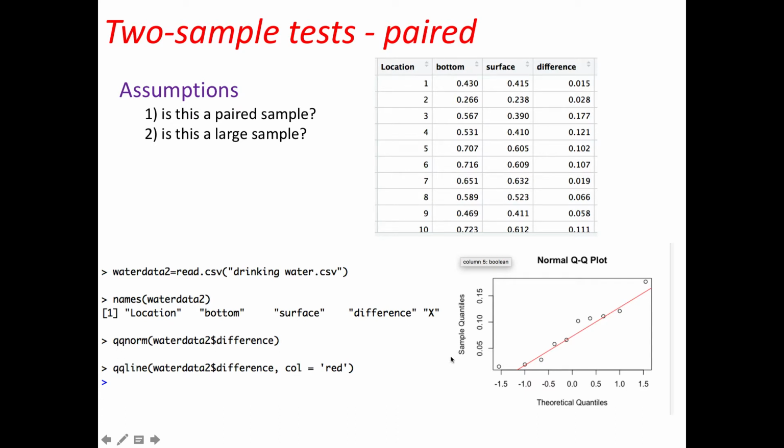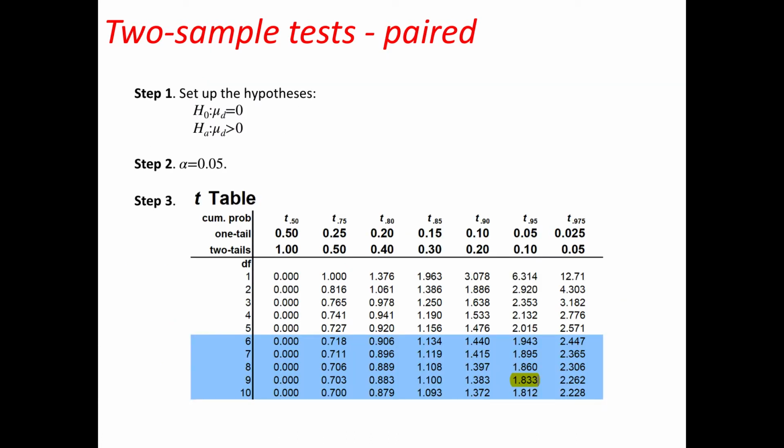That function alone will give us the dots, so it plots the sample quantiles versus the theoretical quantiles. And then remember to add your line, the qqline, the same data, water data 2, $, difference, comma, space, col equals red, and that gives you this line here. From the probability plot, we can conclude that the difference may come from a normal distribution, right? Looks pretty normal to me.